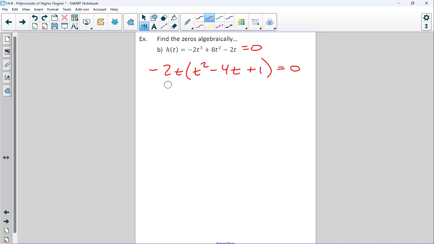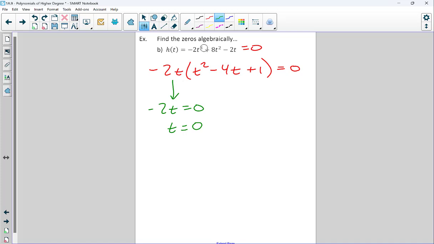Once I pull out that GCF, I know that one of my solutions is going to come from that. Anytime I have a GCF problem and I pull out that GCF that contains a variable, divide both sides by negative 2, t equals 0. If it's a GCF problem, t equals 0 is going to be one of my solutions. Don't forget to list t equals 0 as one of my solutions. Often we spend so much time factoring the rest of it, we forget to come back and list t equals 0 as the solution to that exterior factor.